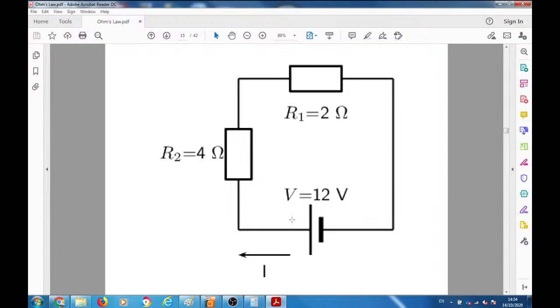So we've got 2 ampere. So 2 times 4 is going to be 8. If I put a meter across this resistor here, I would measure 8 volts. And then I've got 2 times 2 is 4. Again, if I put a meter across this resistor here, I would get 4 volts. So I've got 8 volts and 4 volts, and what you can tell me straight away is that that's the same as 12 volts.